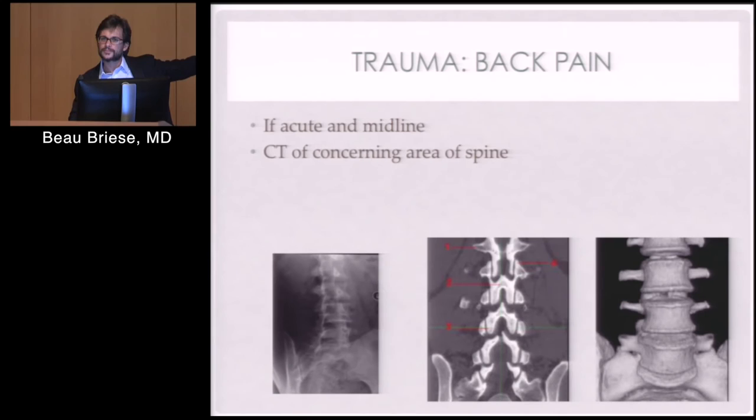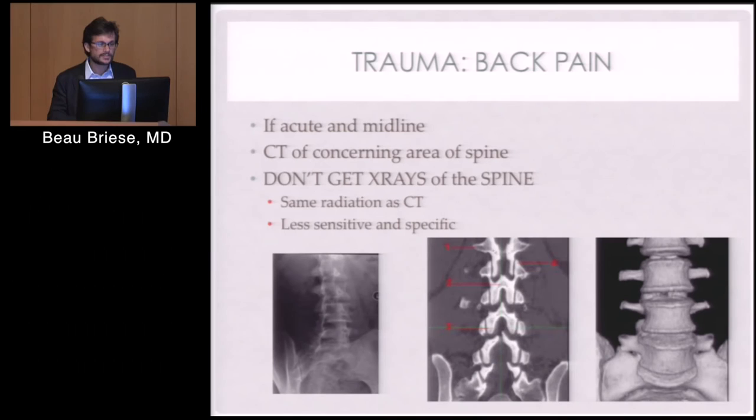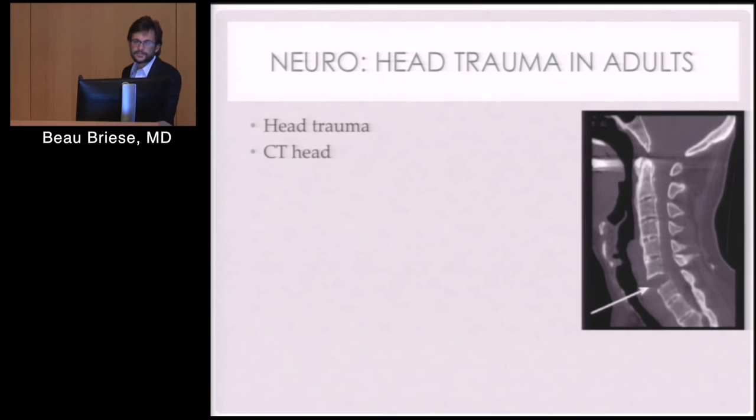Which one has more radiation? They have the same radiation, roughly. CT's more expensive, but same radiation. So maybe don't get X-rays of the spine. Same radiation as a CAT scan, roughly, but they're not as sensitive and specific. They miss more things. Take the same amount of time. Head trauma. CT of the head. And?